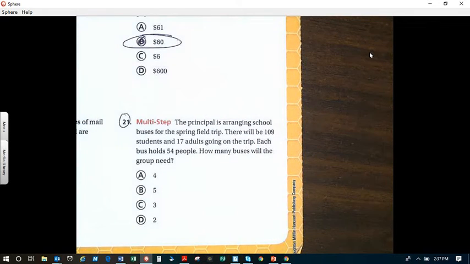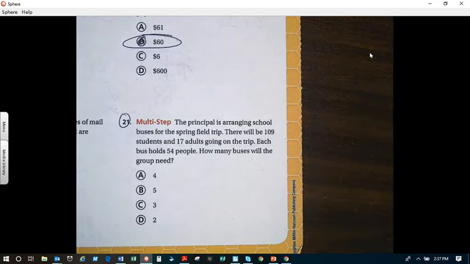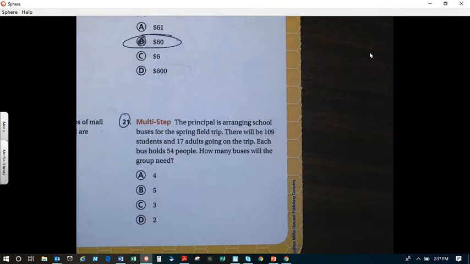All right, my final problem. Multi-step. The principal is arranging school buses for the spring field trip. There will be 109 students and 17 adults going on the trip. Each bus holds 54 people. So how many buses will the groups need? Now we have to do this every time, except we don't carry the parents on there anymore. We used to, but not anymore.